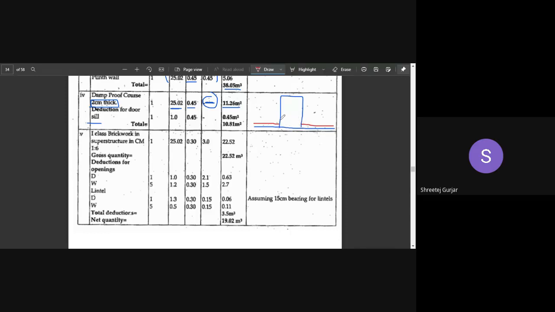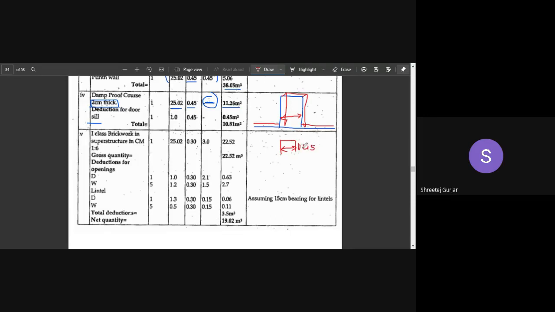So this length we have to take into consideration, right? This length we have to consider, and then the thickness of your wall, right? This thickness of our door, which is the thickness of our wall. So that is what you have to consider. So the thickness of our DPC is how much? The thickness of our DPC, it is 0.45.